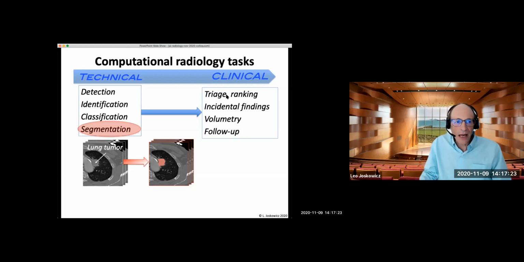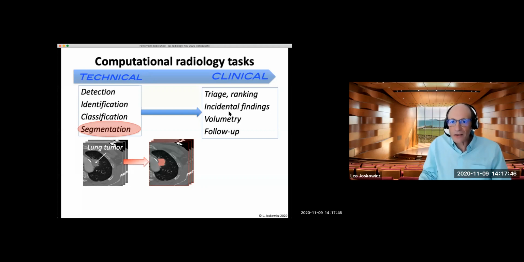For example, triage has to do with the detection of bleeding in an emergency room. You want to raise a flag. It doesn't really matter what the extent is. You just want to call the attention of the attending physician: hey, there is something going on here, please take a look at this image. And this is called triage or ranking.